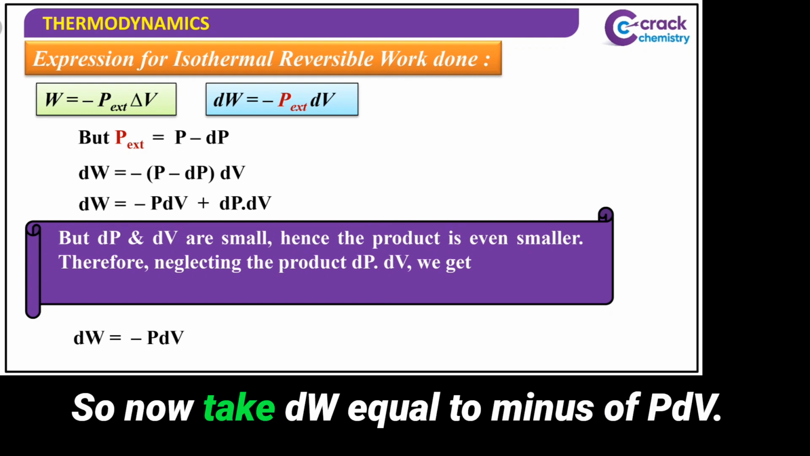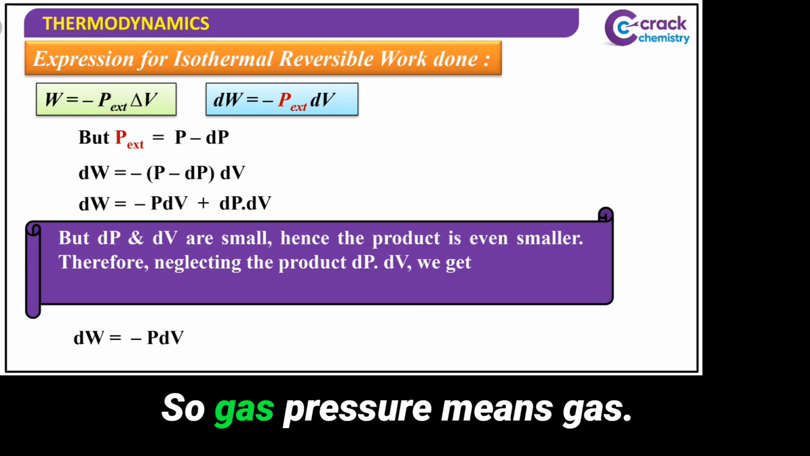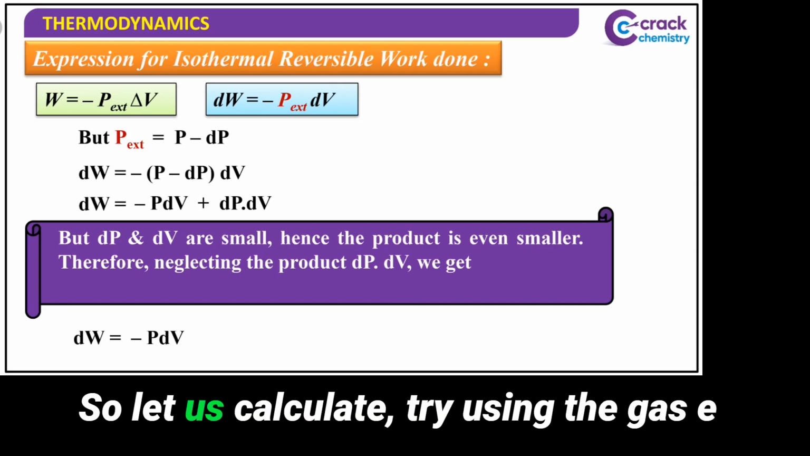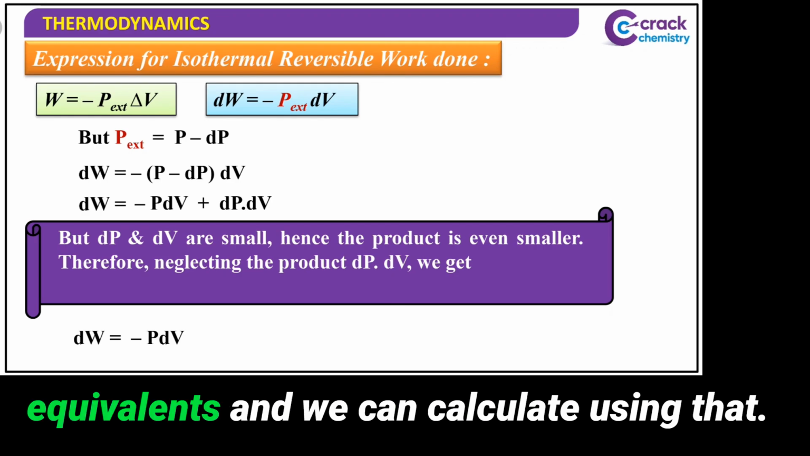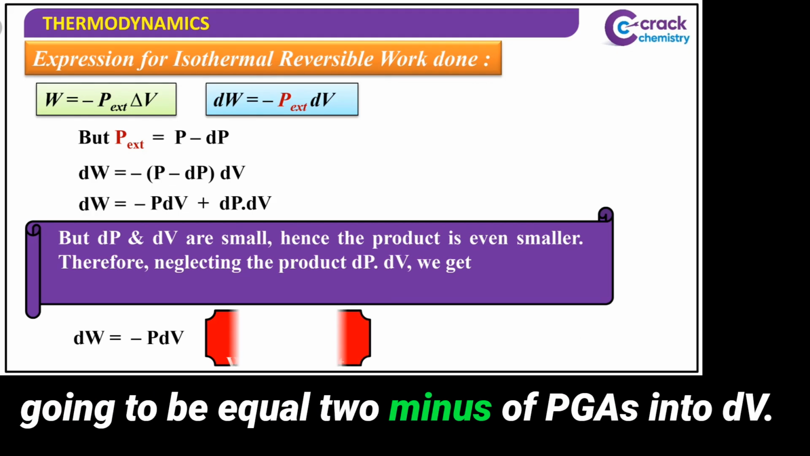So now dW equals minus P dV, and this P is not external pressure. This is the gas pressure. Gas pressure means gas equations are also valid. So let us try using the gas equations, and we can calculate using that. Please remember till here, dW is going to be equal to minus P gas into dV.